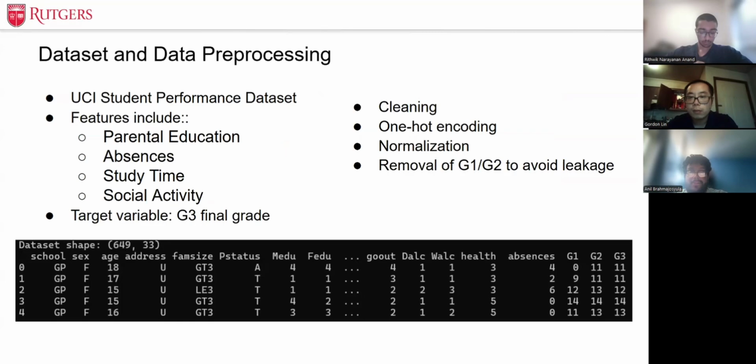Before training our models, we cleaned and processed the data. Categorical variables were converted using one-hot encoding, and numerical variables were normalized. Importantly, we removed intermediate grades G1 and G2 to avoid data leakage, since they're extremely strong predictors of the final grade.